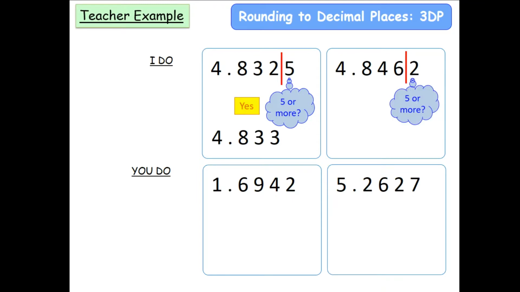Next one. My line goes between 6 and 2. Is 2 5 or more? No. So my answer stays the same. So it's 4.846. Okay, what I'd like you to do now is pause the video and have a go at answering the 2 questions.